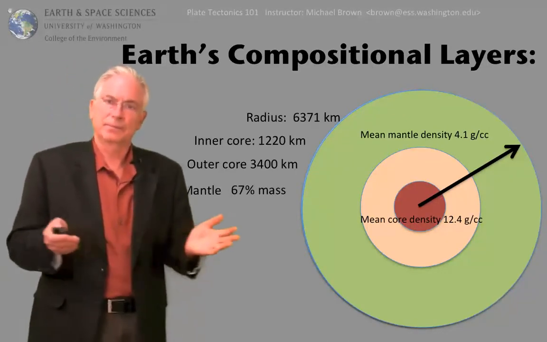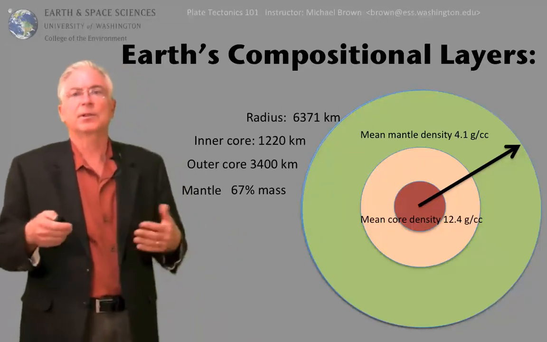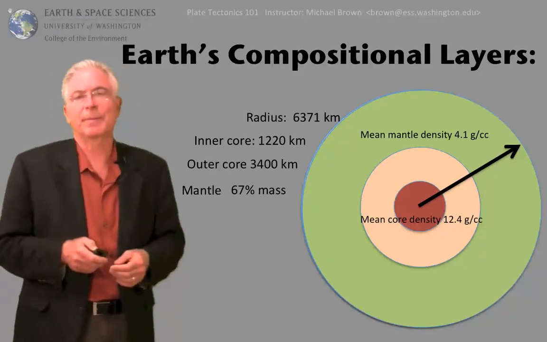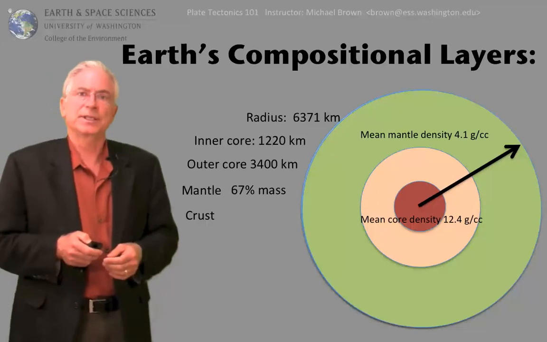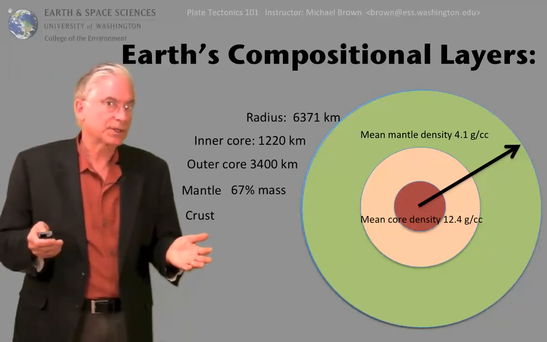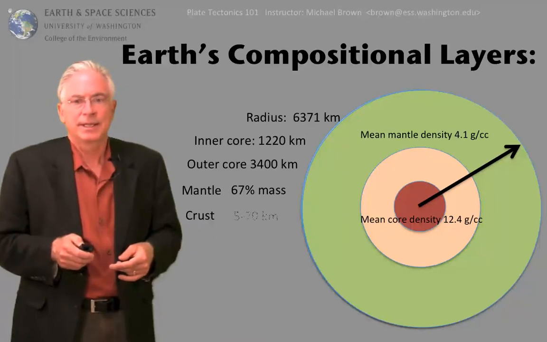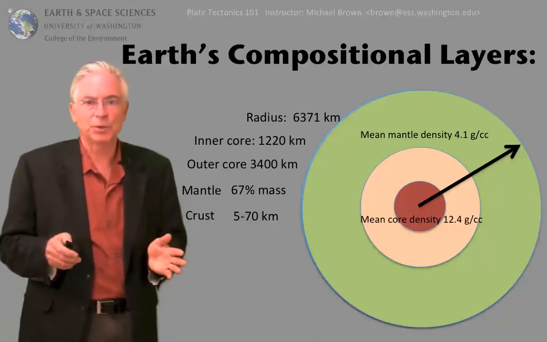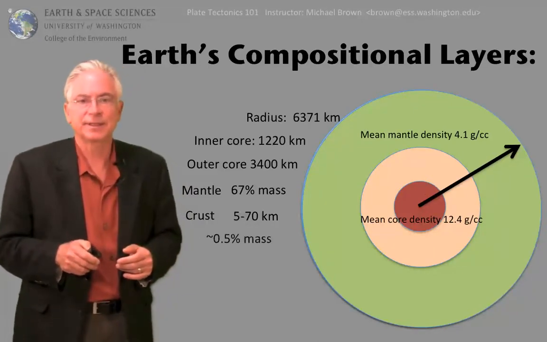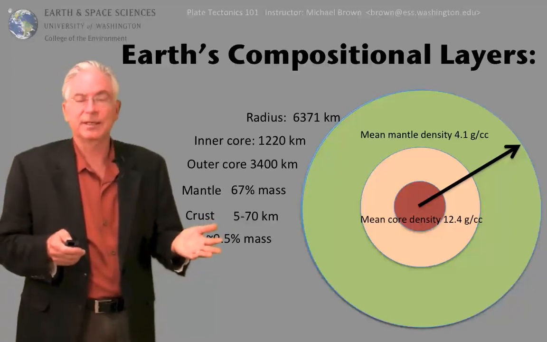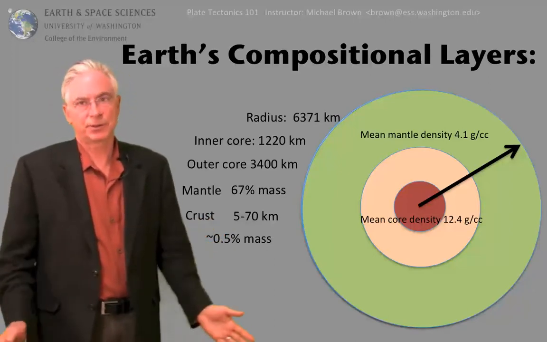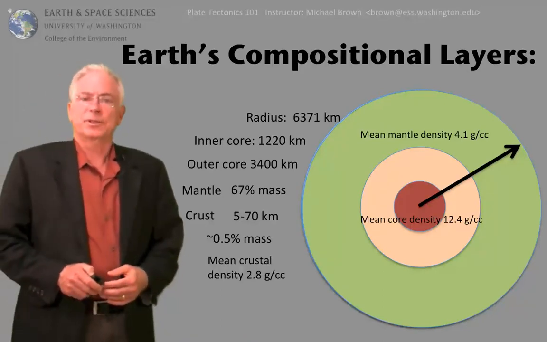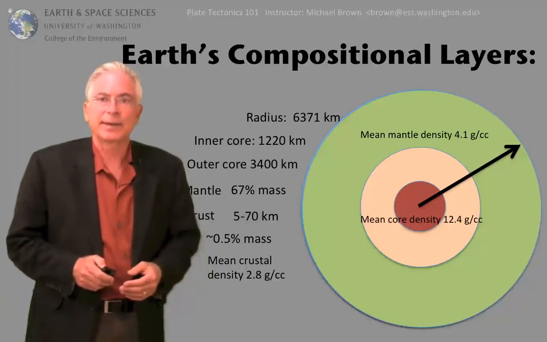Now, the mantle is about half the radius of the Earth, but it's a larger volume than the core, and the mantle makes up about 67%, two-thirds, of the mass of the Earth. On the very top is the crust, and in this drawing the crust is too thin to show up. It is only 5 to 70 kilometers thick, and 70 is a very unusual number. Most of the crust is much thinner than 70. The crust, being so thin, accounts for a very small amount of the Earth's total mass, less than 0.5%. The mean crustal density is somewhere around 2.8 grams per cc.